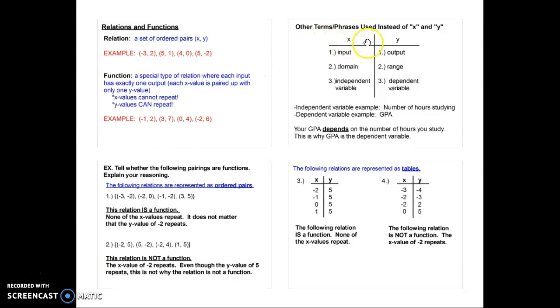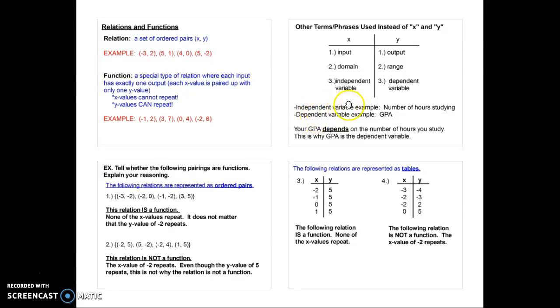Now, other terms or phrases that you might use or see used instead of x and y. Other terms for x: input means your x values, domain means your x values, and an independent variable is always your x value. Then for y, output is also your y values, range is your y values, and dependent variable is your y value.